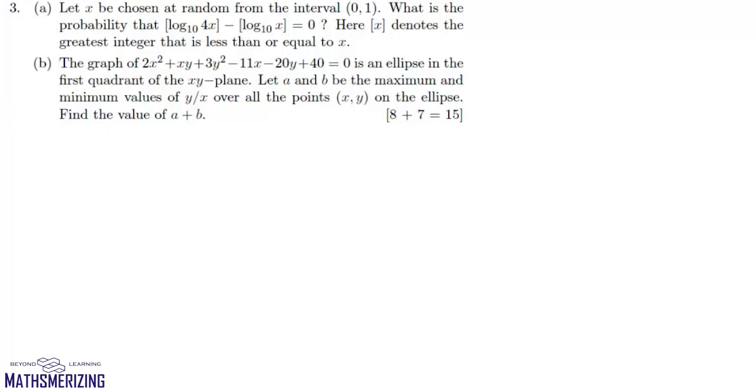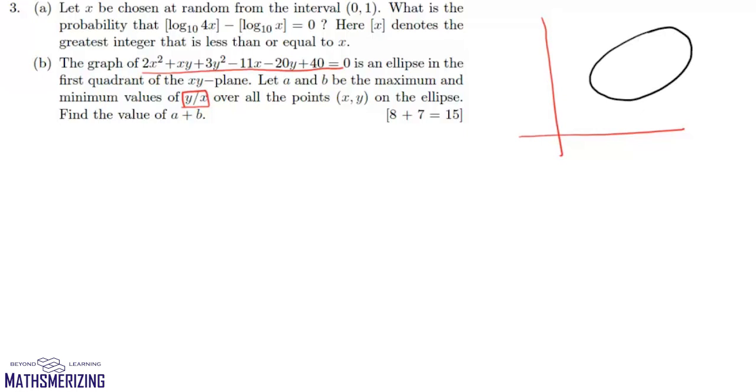Now in question 3b, it says the graph of 2x square plus xy plus 3y square minus 11x minus 20y plus 40 equals 0 is an ellipse in the first quadrant of the xy plane. Let A and B be the maximum and minimum value of y by x over all the points x, y on this ellipse. We need to find the value of A plus B. Now we are given that this is some general ellipse which lies in the first quadrant. Now it says we need to find the maximum and minimum value of y by x.